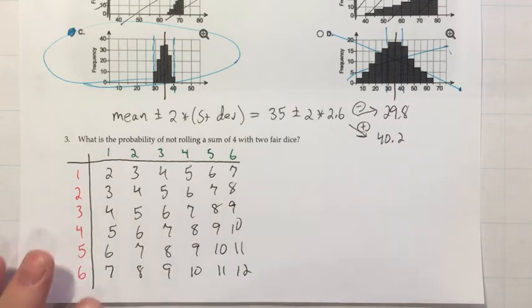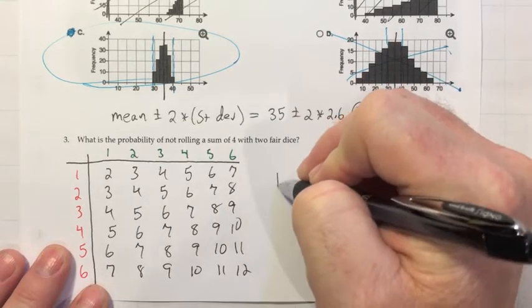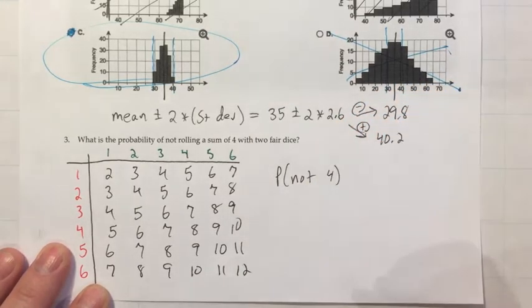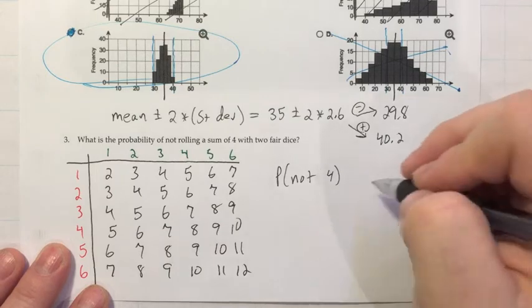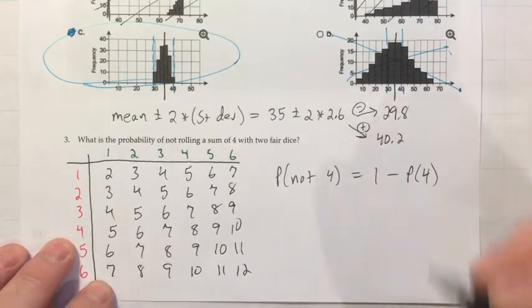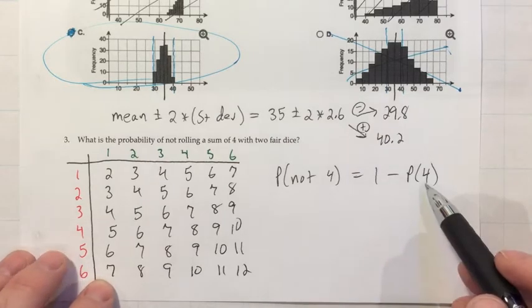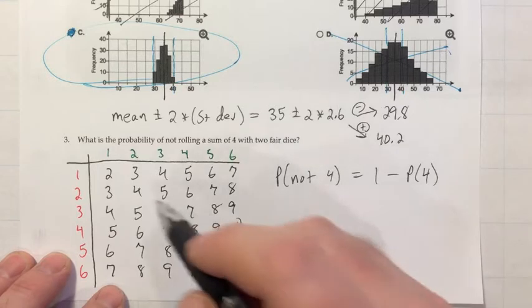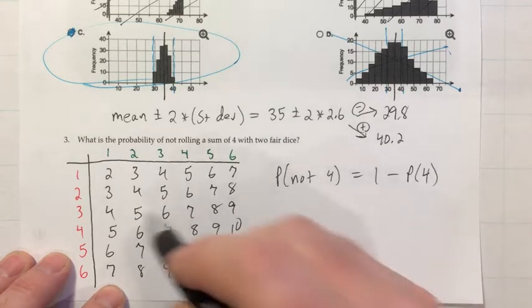They want us to do the probability of not rolling a 4. So the probability of not getting a 4. So we can use the idea of the complement rule here and say that will be 1 minus the probability that you would roll a 4. So if I can find the probability of a 4, I can just subtract that away from 1, and that would answer the question. So how many ways are there to roll a 4?